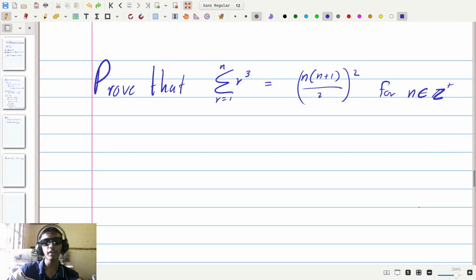For our next problem, we're going to prove that the sum from r equals 1 up to n of r cubed is equal to n times n plus 1 divided by 2, whole thing squared.